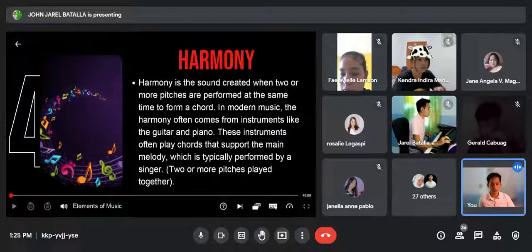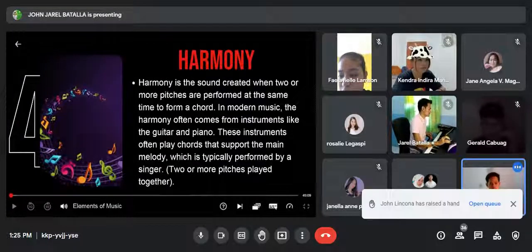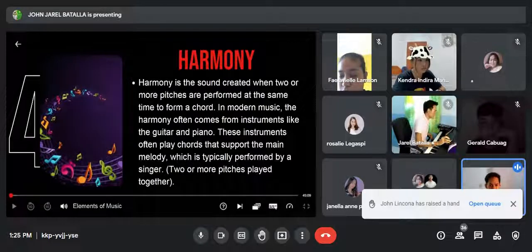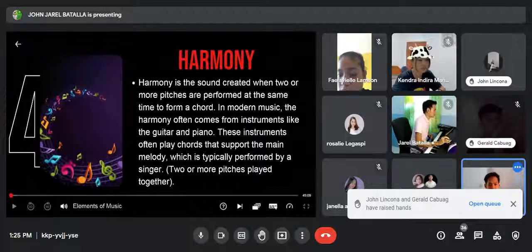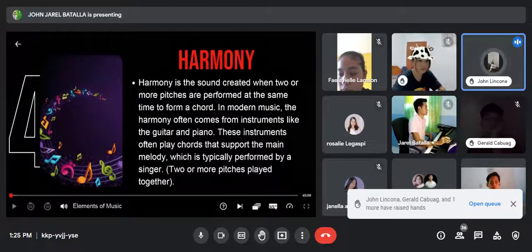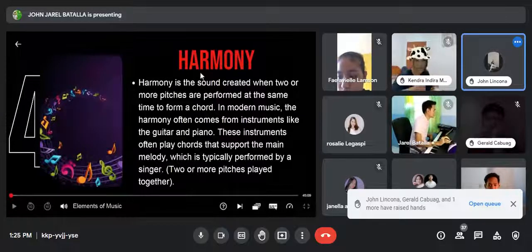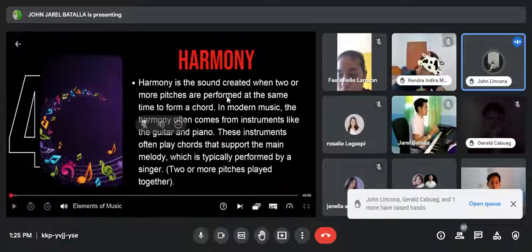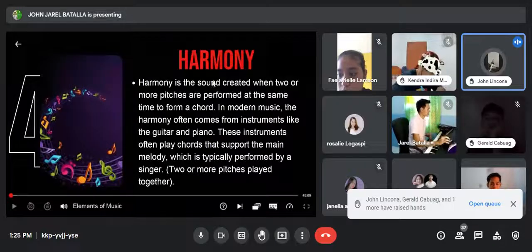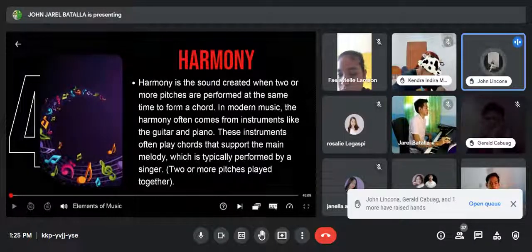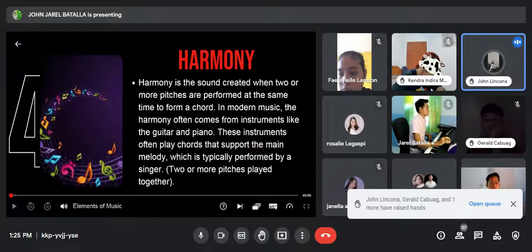But for you, class, to further understand what is melody, let's move on first to the next element, which is harmony. Now, who wants to read? Any volunteer? Yes, John. Harmony is the sound created when two or more pitches are performed at the same time to form a chord. In modern music, the harmony often comes from an instrument like guitar and piano. These instruments often play chords that support the main melody, which is typically performed by a singer. Two or more pitches played together.